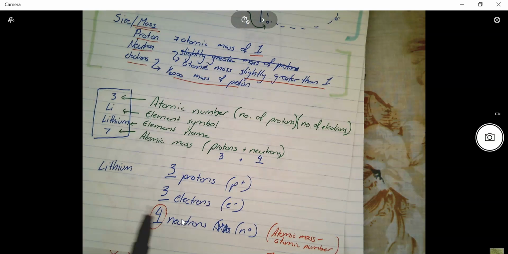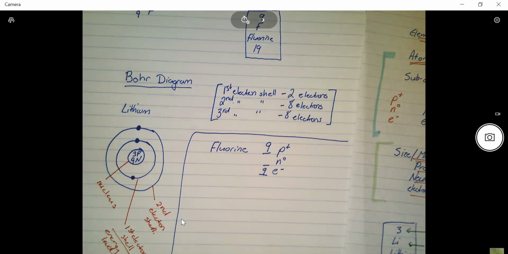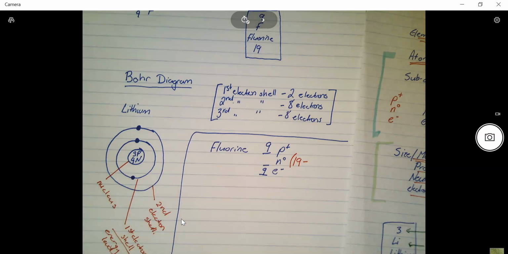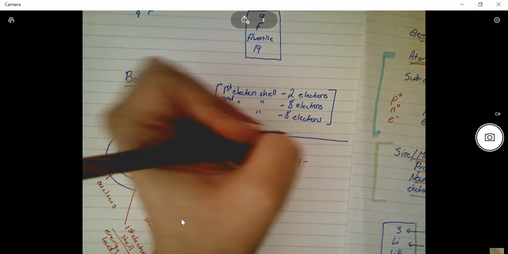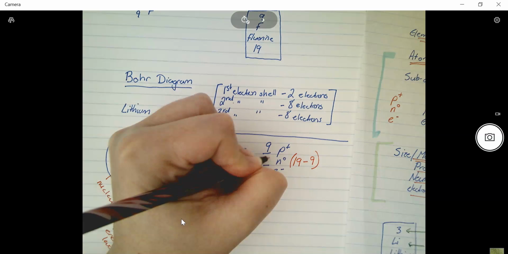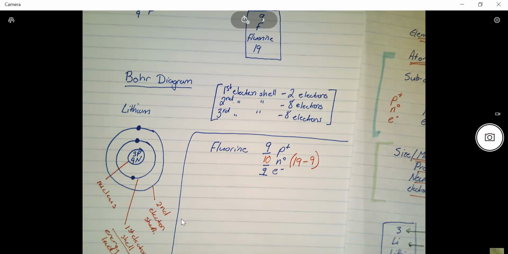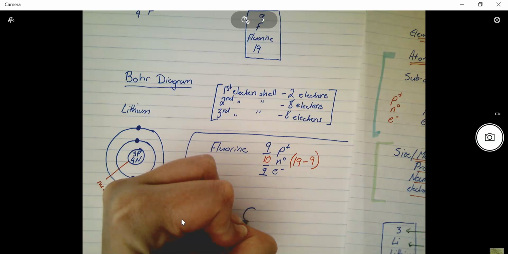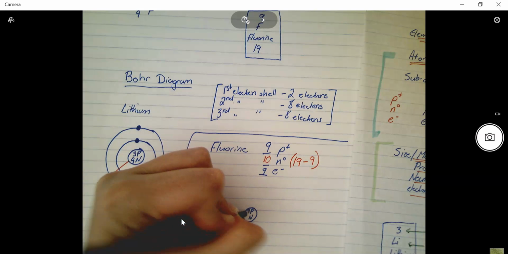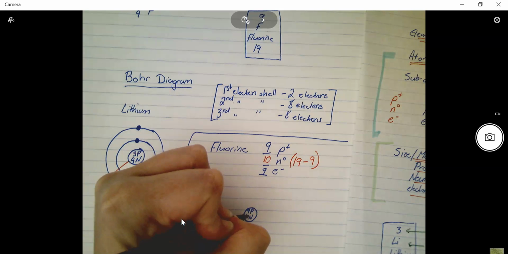We know that to figure out the number of neutrons, we do the atomic mass minus the atomic number. So the atomic mass is 19, and the atomic number is 9. 19 take 9 is 10. We have 10 neutrons. Alright, now I've got to draw my Bohr diagram. First step, draw your nucleus. And in a nucleus, we know there are protons and there are neutrons. How many protons? We have 9. How many neutrons? We have 10.